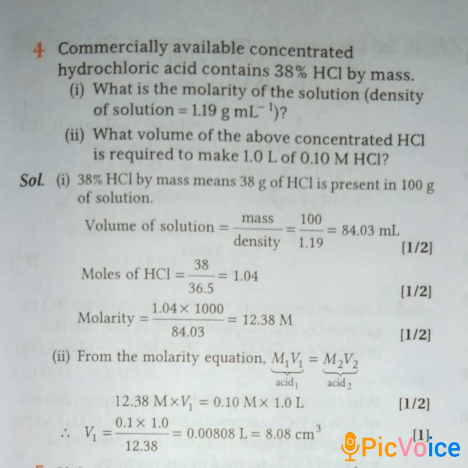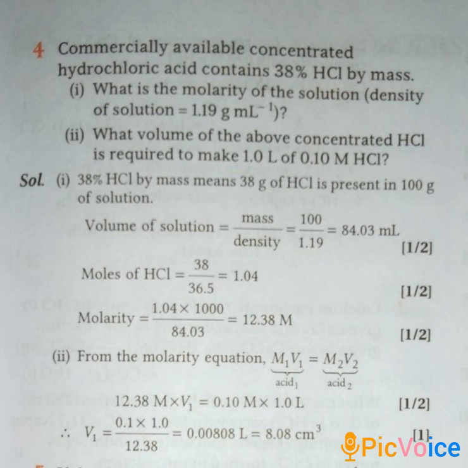We know that 38% HCl by mass means 38 gram of HCl is present in 100 gram of the solution. So if 38 gram of HCl is present in 100 gram of solution, volume of solution would be mass by density. So mass of the solution is 100 gram, by density given is 1.19 gram per ml. So volume is equal to 84.03 ml.